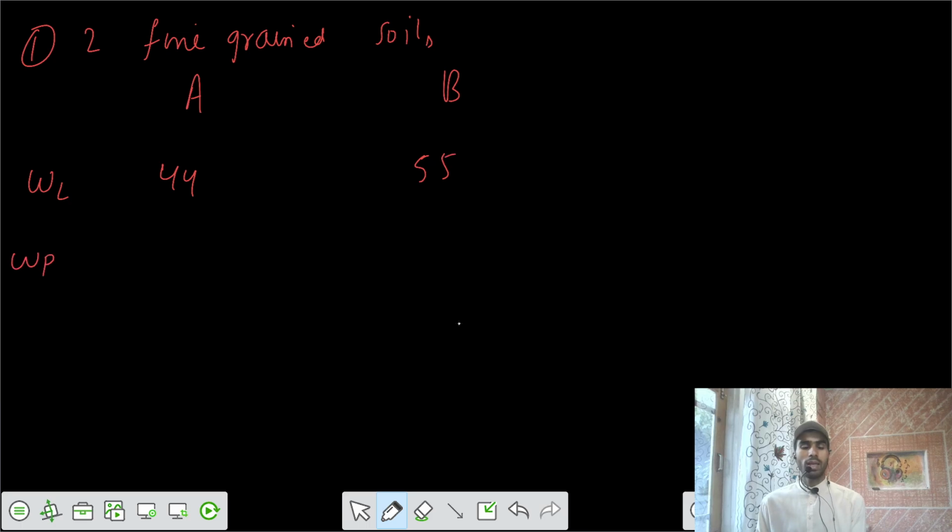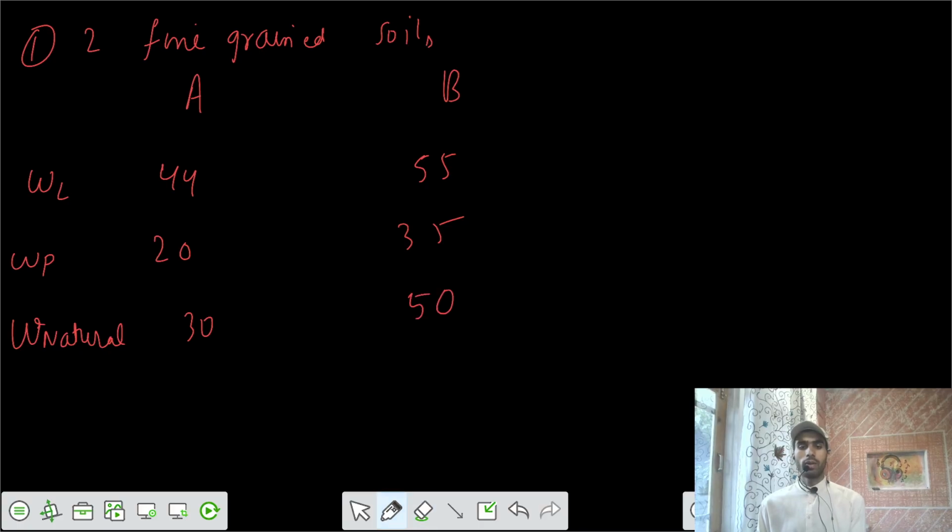Here we have a plastic limit of 20. Here we have 35. The water content in the natural condition was observed to be 30 for the first, and for this one the natural water content was 50.